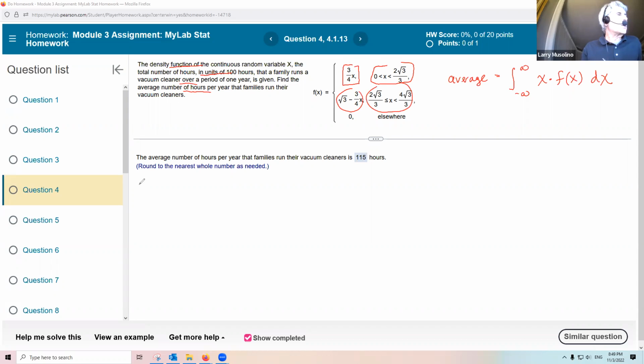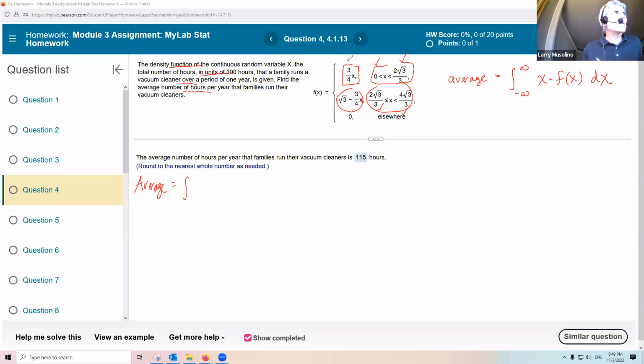All right, so why don't we get started here? So the average is going to be taking the integral, and I'm going to leave these limits out for right now. I'll come back and put the limits in a little later, but I'm going to leave them out for right now, just to make things a little simpler.